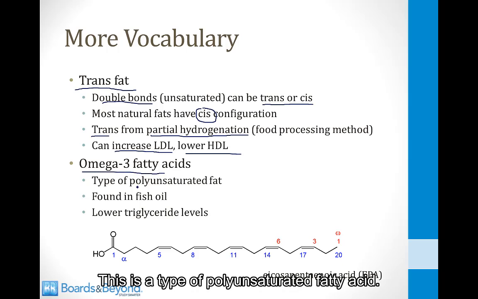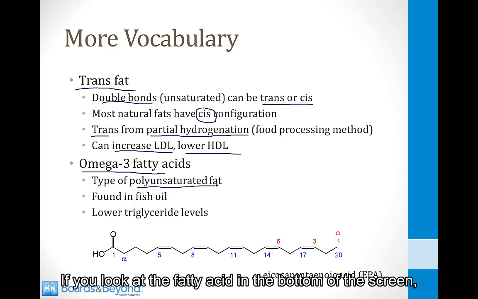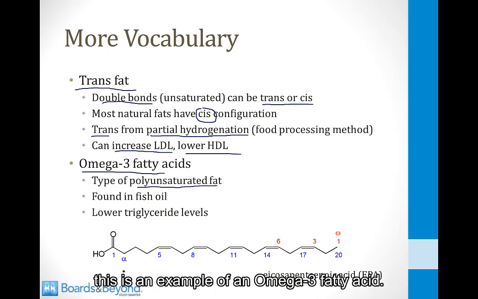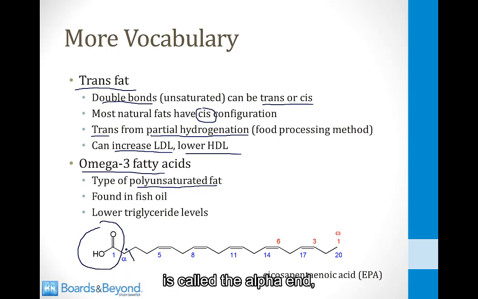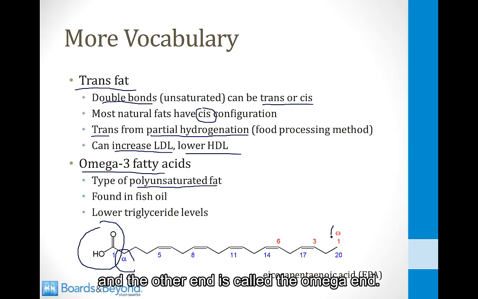Another type of fatty acid which is good for you is called an omega-3 fatty acid. This is a type of polyunsaturated fatty acid. If you look at the fatty acid on the bottom of the screen, this is an example of an omega-3 fatty acid. The carboxylic acid end of the fatty acid is called the alpha end, and the other end is called the omega end.